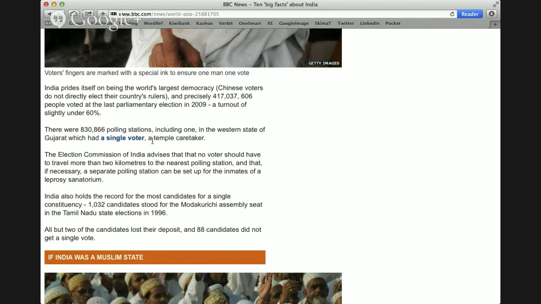The Election Commission of India advises that no voter should have to travel more than 2 kilometers to the nearest polling station, and that if necessary, a separate polling station can be set up for the inmates of a leprosy sanitarium. India also holds the record for the most candidates for a single constituency.